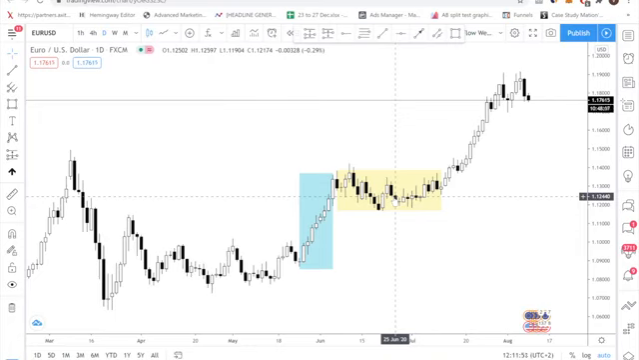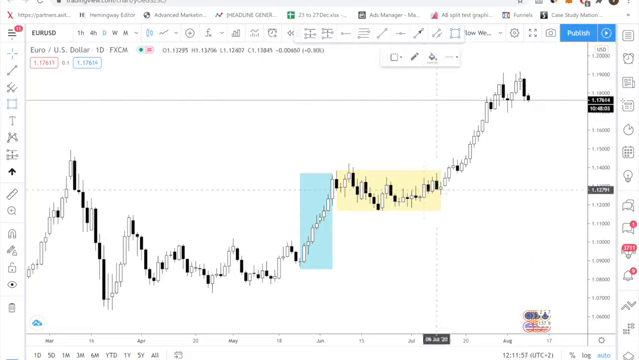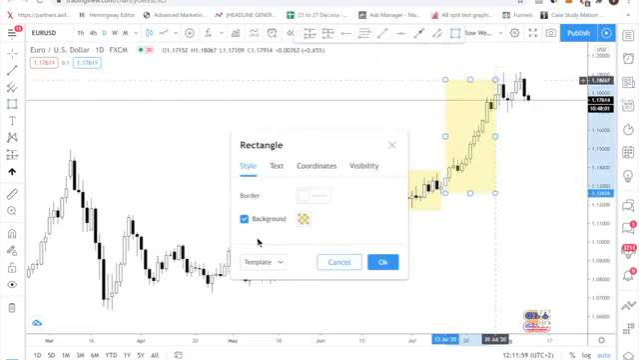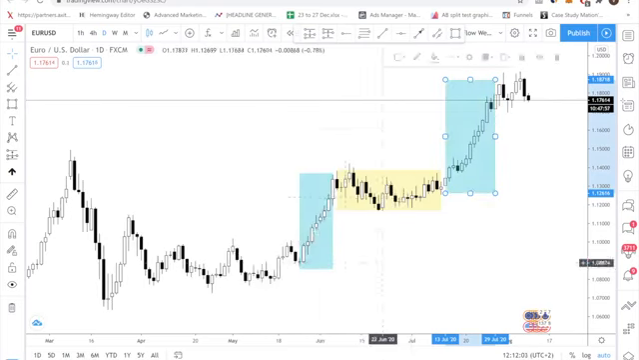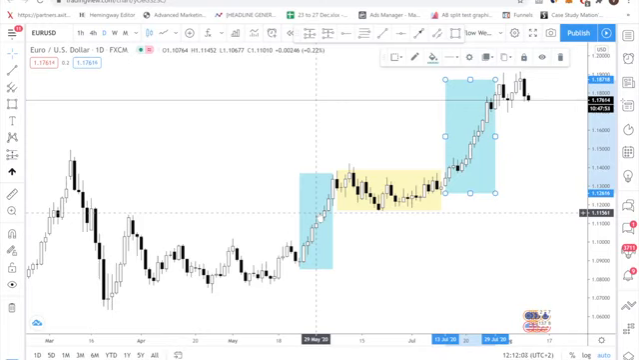So this is a corrective structure, and what happens after a corrective structure is an impulsive structure in the direction of the first movement, which in this case is bullish. That's what I explained at the beginning of this video: an impulsive and corrective wave is followed by another impulsive wave. So that's how you use this. Hopefully that is clear.